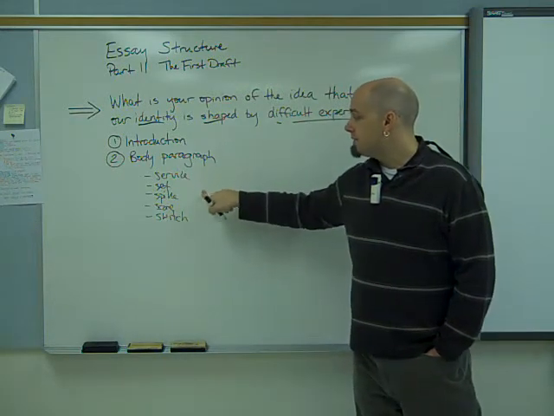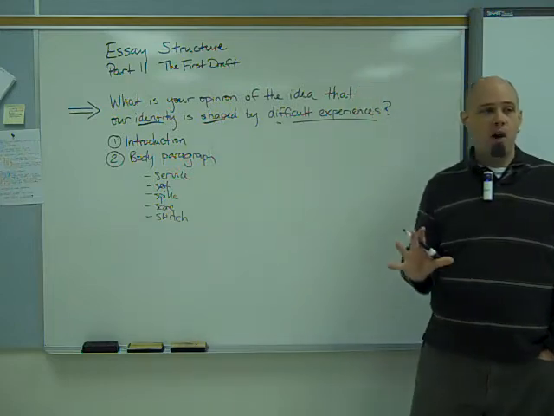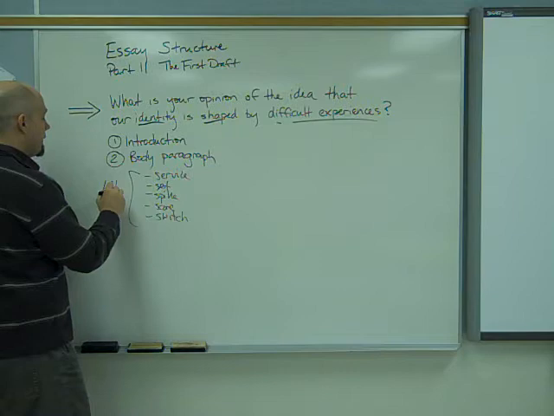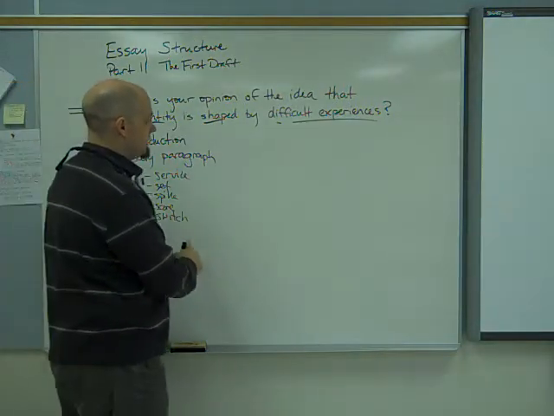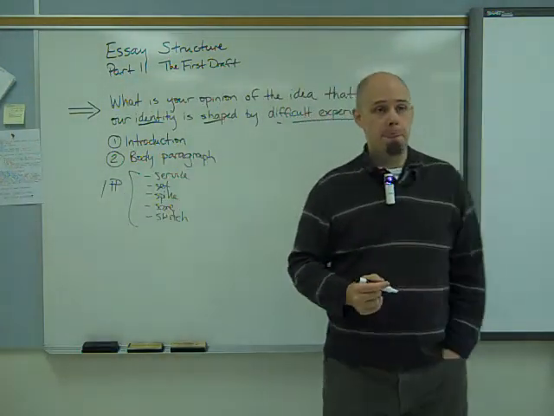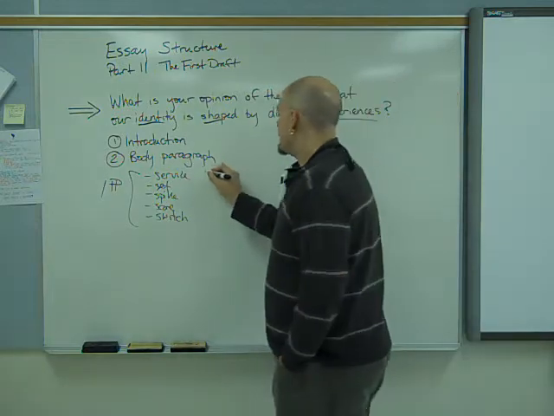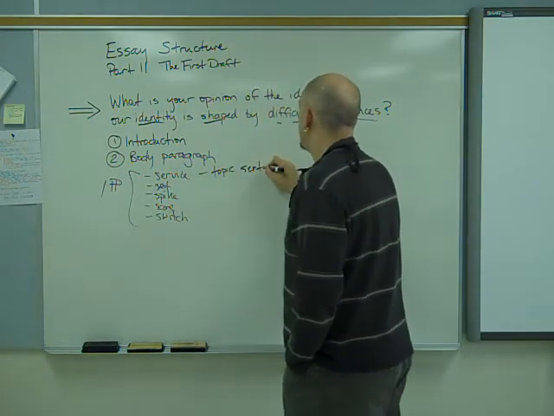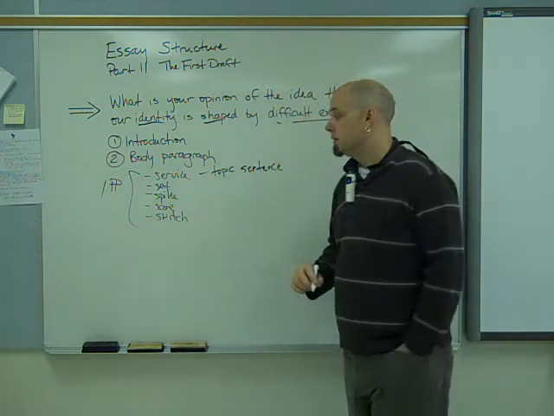So service, set, spike, score, switch. Five parts. Now what we're going to be talking about is one paragraph. You're going to repeat this for as many points as you have. So, service. This is your topic sentence. This is what the entire paragraph is about.